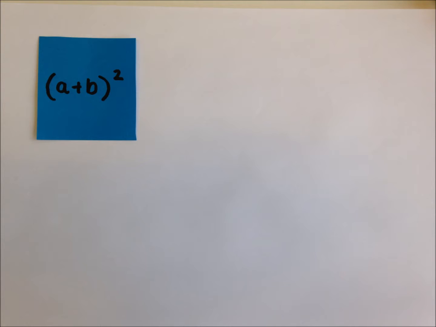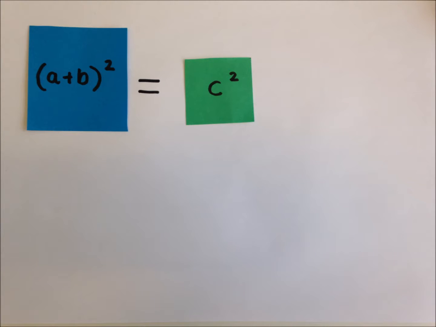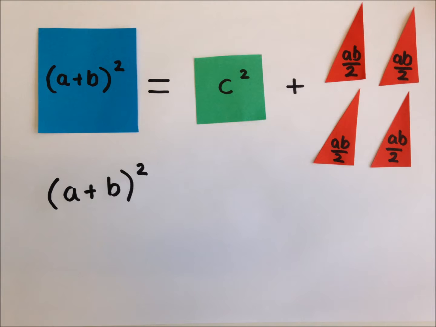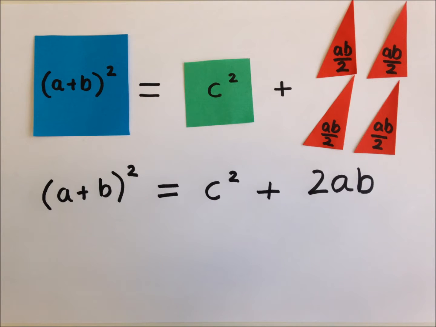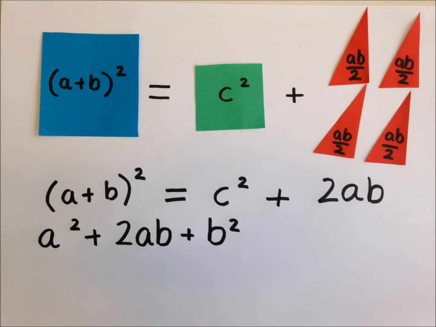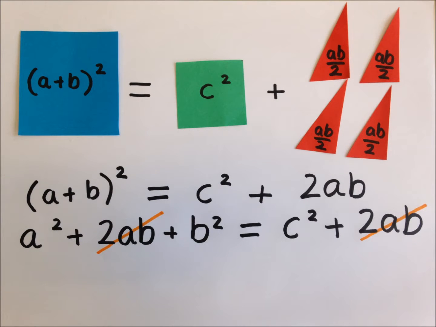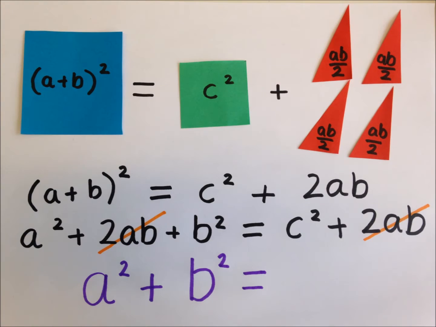So we have that the area of the big square is equal to the area of the smaller square plus the area of the 4 triangles. So (A plus B) squared is equal to C squared plus 2AB. Expanding this, we get A squared plus 2AB plus B squared equals C squared plus 2AB. Taking away 2AB from each side, we are left with A squared plus B squared equals C squared.